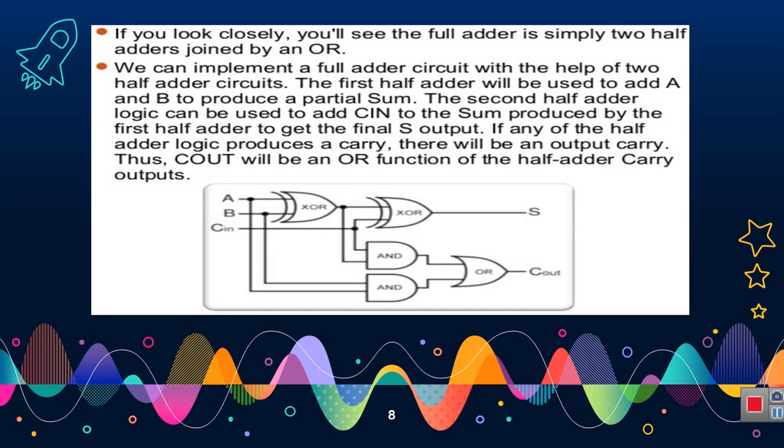If you look closely, you will see the full adder is simply two half adders joined by an OR gate. We can implement a full adder circuit with the help of two half adder circuits. The first half adder will be used to add A and B to produce a partial sum. The second half adder logic can be used to add Cin to the sum produced by the first half adder to get the final sum output. If any of the half adder logic produces a carry, there will be an output carry. Thus, COUT will be an OR of the half adder carry outputs.